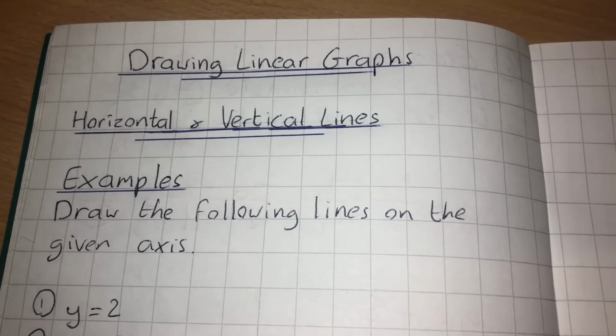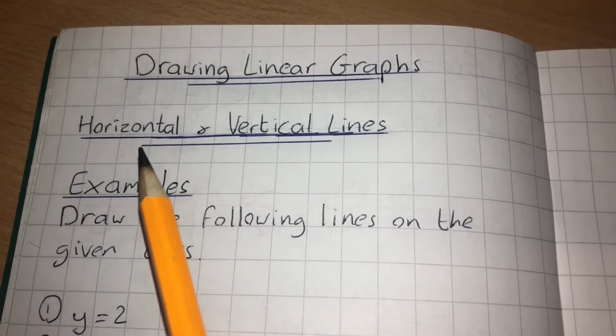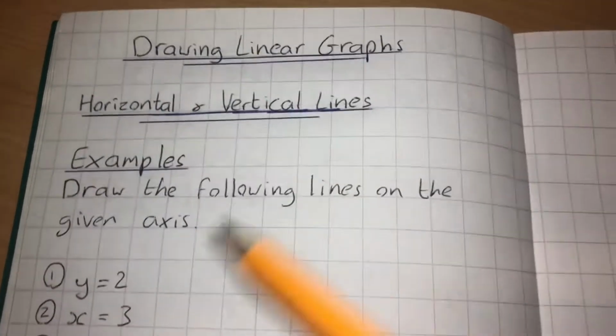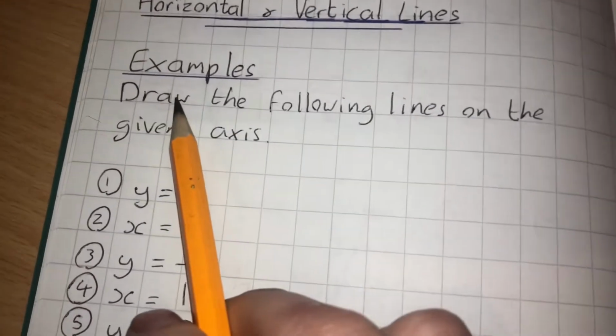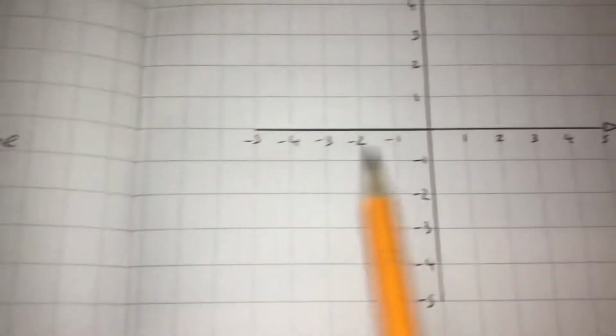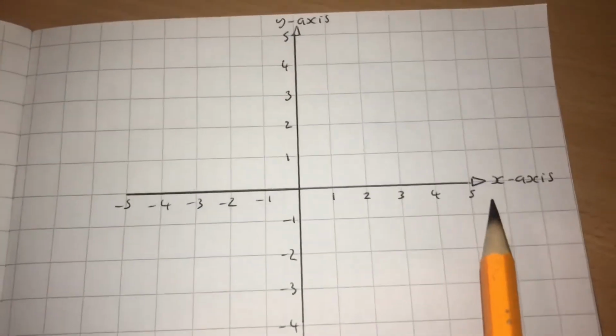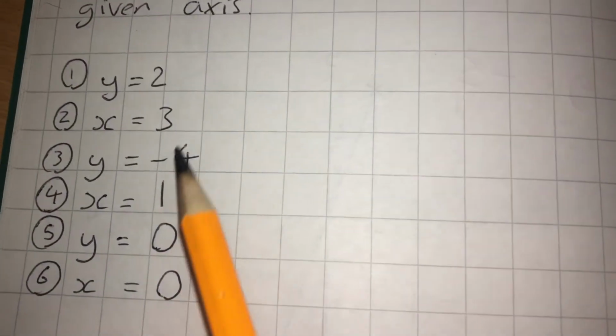In today's lesson we're going to look at how we draw the most basic of linear graphs. We're going to look at how we draw horizontal and vertical lines when given the equation of those lines. So in these examples we've been asked to draw the following on this axis, that is our given xy axis, and we have 6 lines that we're going to draw.